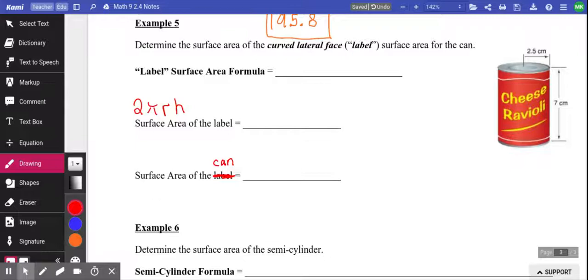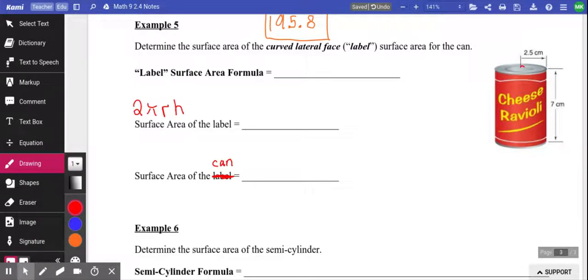For us, they actually gave us the radius. The radius is 2.5. And they gave us the height of 7. So we would go 2 times pi times 2.5 times 7. You throw that in your calculator, you should get 109.955742.